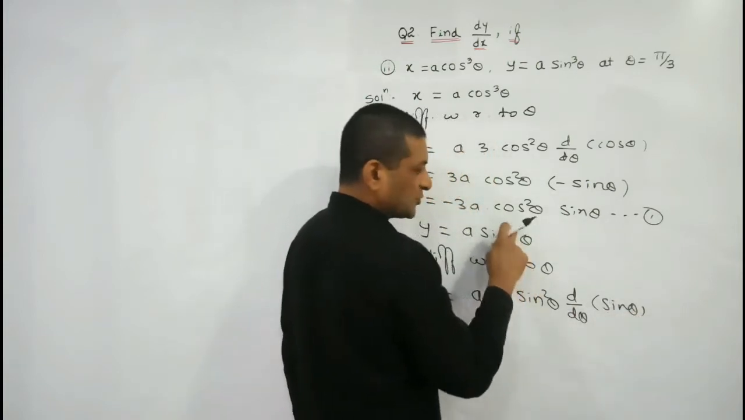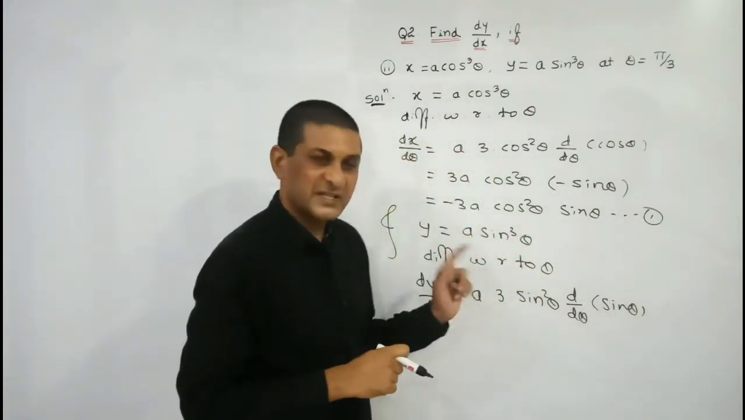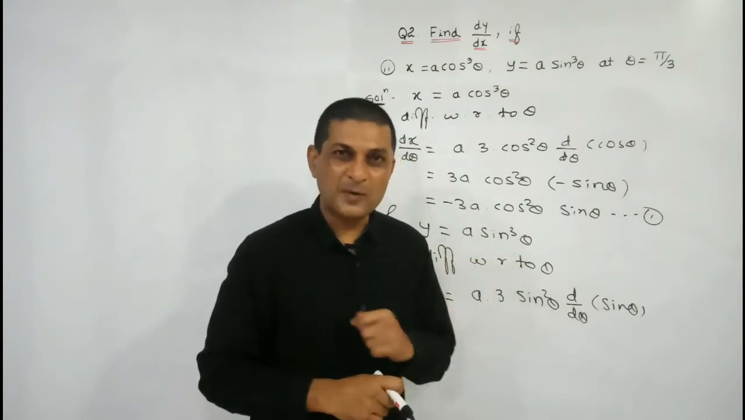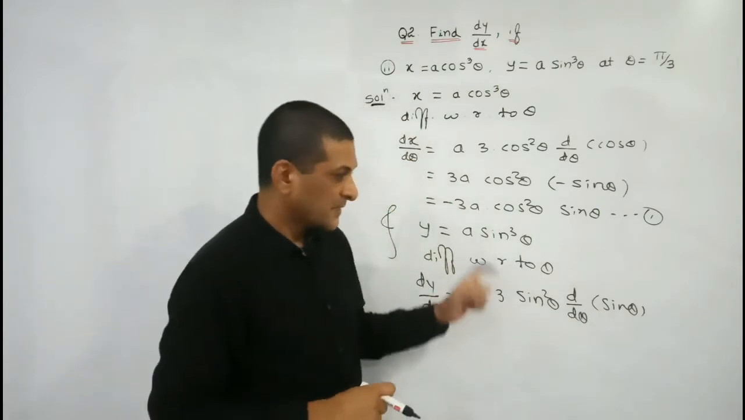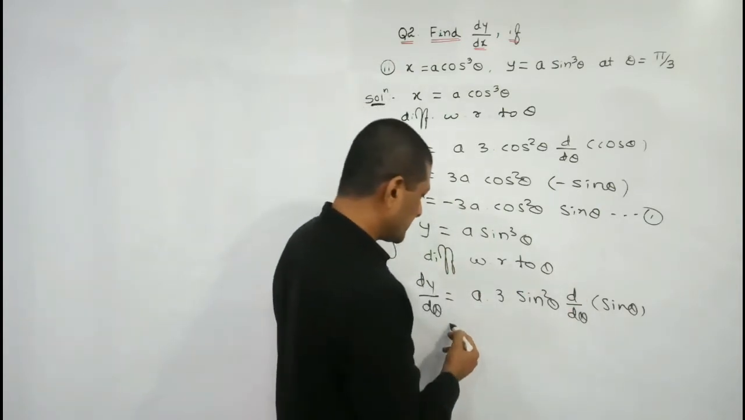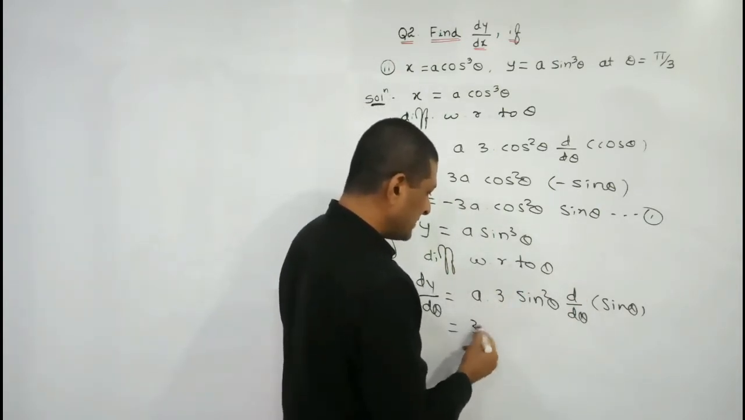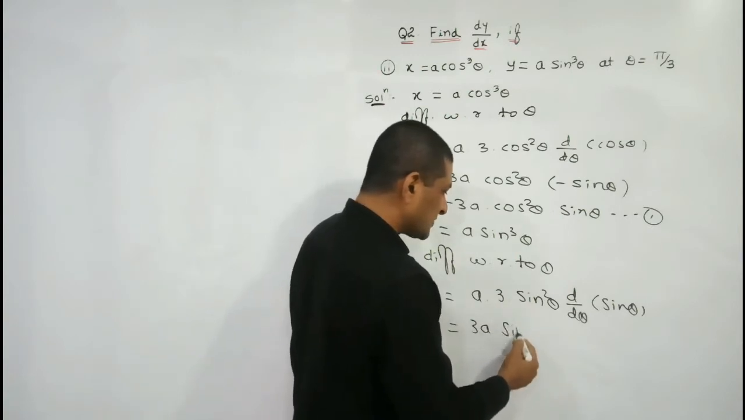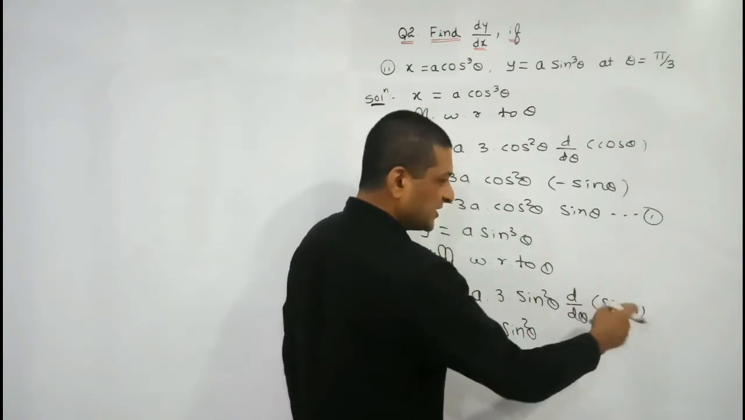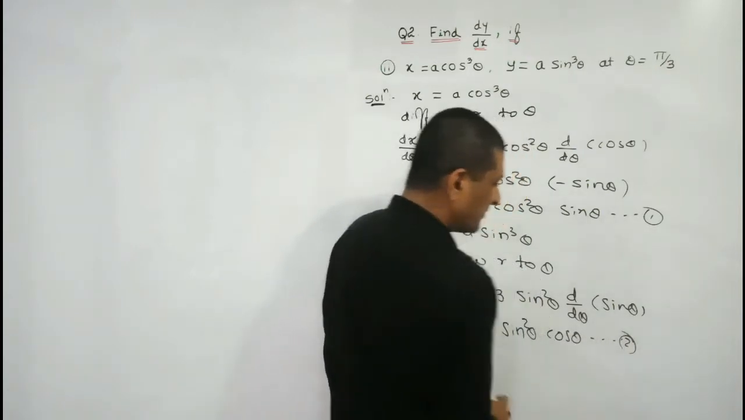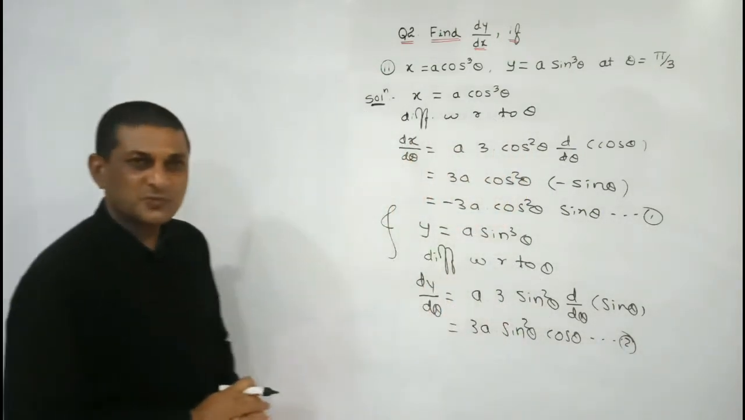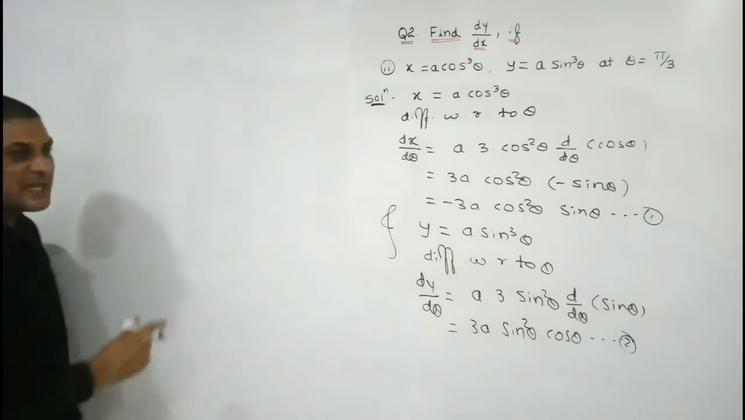Which standard formula are we applying here? F of x raised to power n. First take the power of f of x as a coefficient, then decrease its power by 1, into the derivative of f of x. What is f of x here? Sin theta. Now let us find the differentiation of sin theta. A into 3 can be written as 3a into sin square theta, keep it as it is. The derivative of sin theta is cos theta. Let us denote this by equation number 2. In this way we have got the differentiation of x and y also.